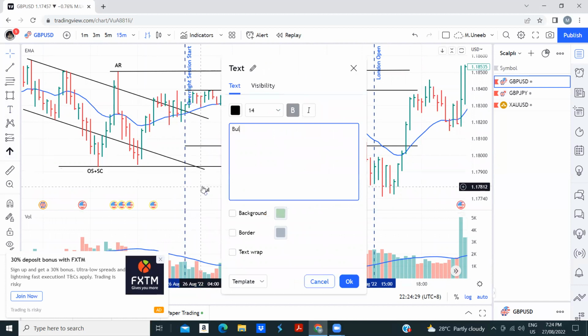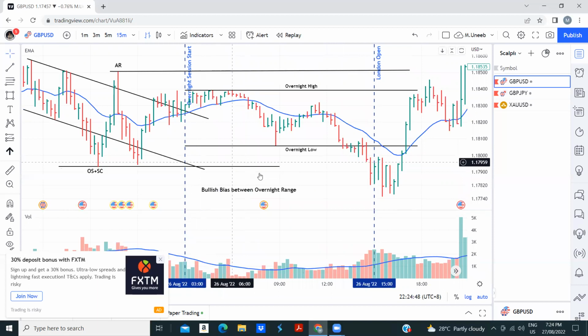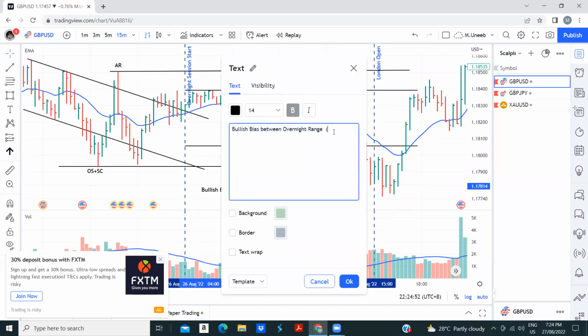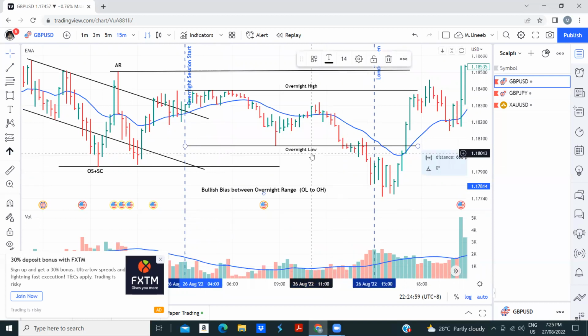So you write it down. Bullish bias between overnight range. Okay, between overnight range, overnight low to overnight high. Okay.